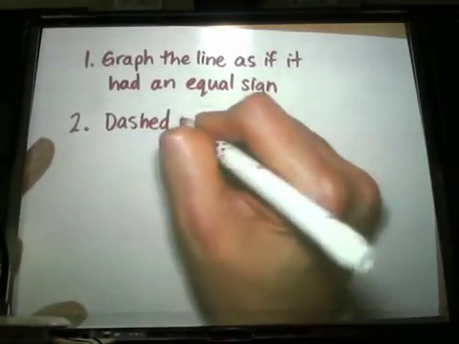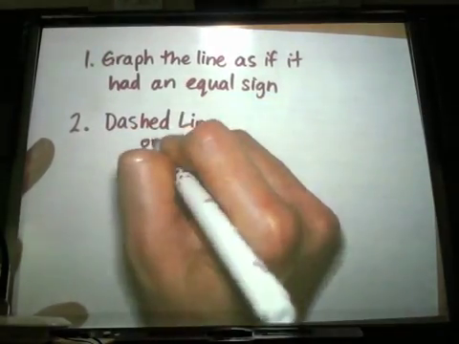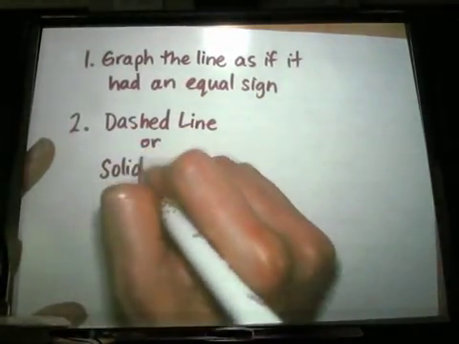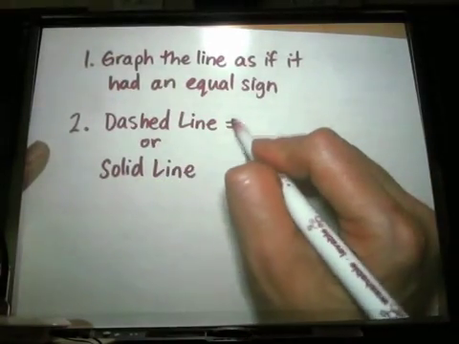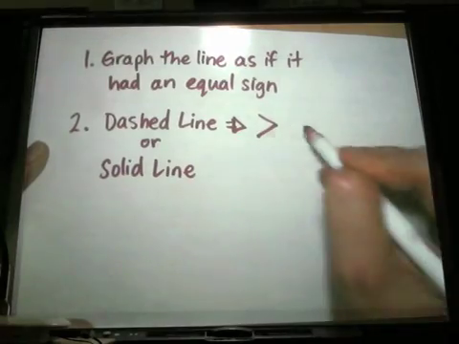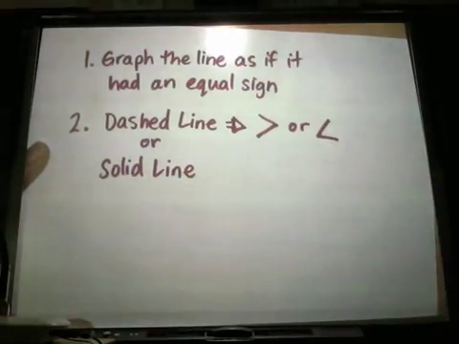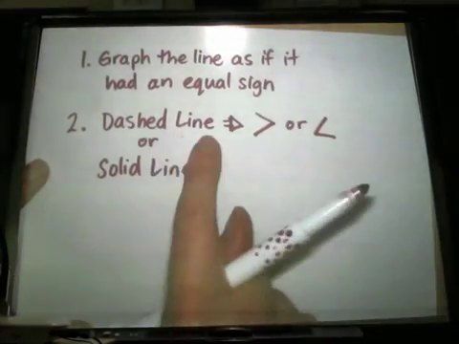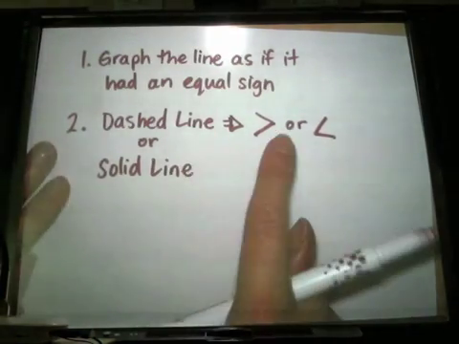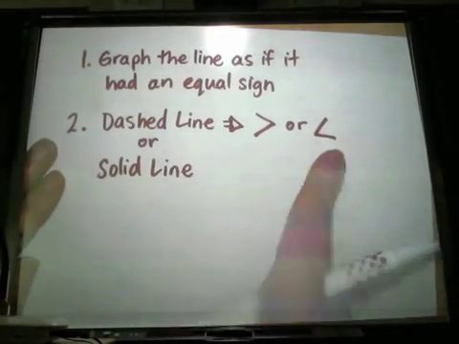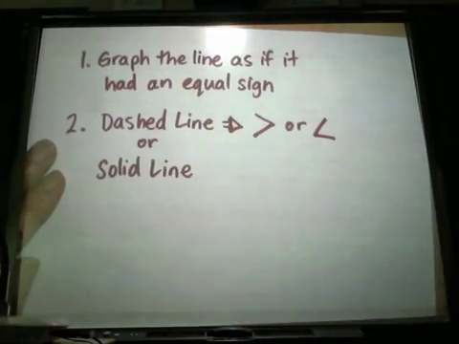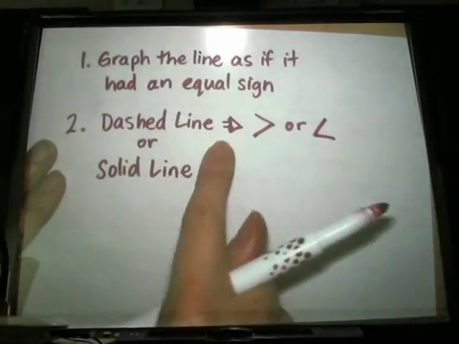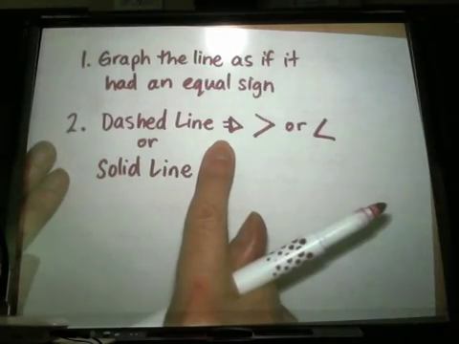You need to decide, is it a dashed line or a solid line? Dashed line goes with greater than or less than. Again, think of it that this dashed line is the equivalent of the open circle. So just greater than, just less than, it didn't include that number. It doesn't include the points on the line. So we dash the line to show, hey, the points on this line will not work.